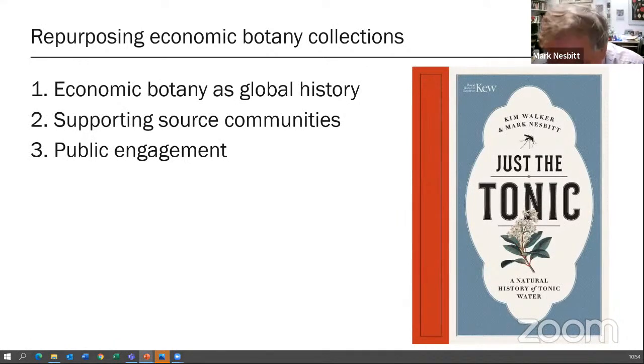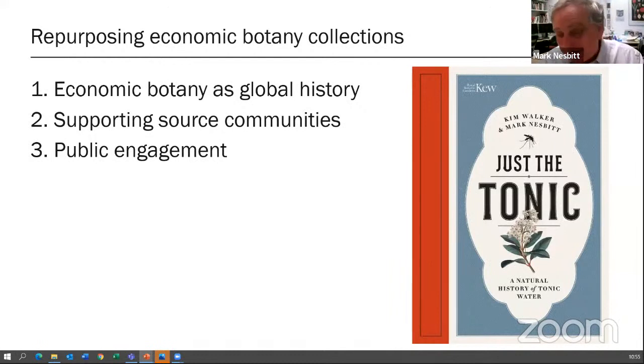So one is that the Economic Botany Collection, and I'm going to talk about Kew, but this could apply to any collection anywhere in the world, is a microcosm of global history. So bear in mind, if you think about the key material that defines the 20th century, it is probably oil. If you think about all of the invasions, the coups, the economic influence of Rockefeller and so on, oil is the dominant material of the 20th century. What is the dominant material of the 19th century? It's plant materials.